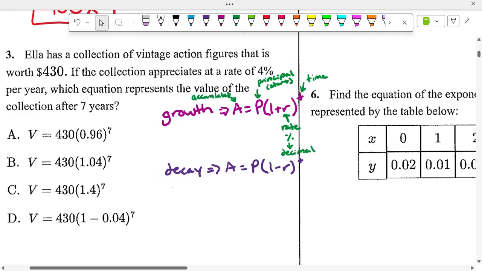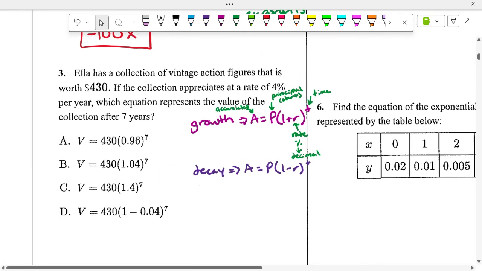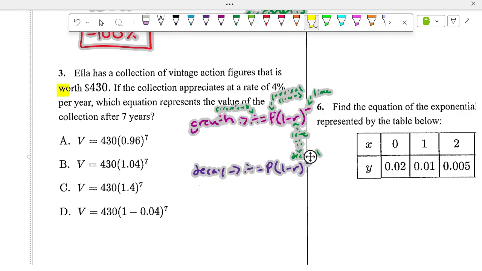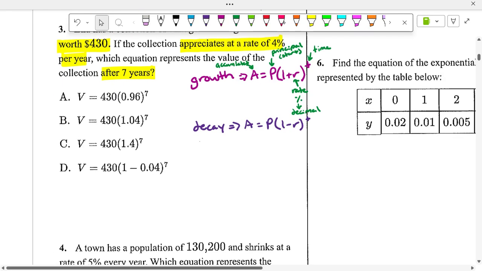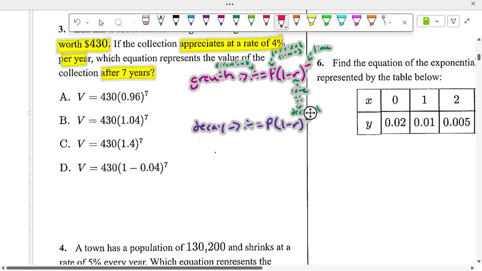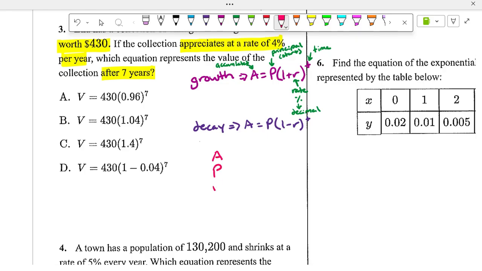So let's look at this first problem. We're just making the formula. So Ella has a collection of vintage action figures that are worth $430. The collection appreciates at a rate of 4% per year. Which equation represents the value of the collection after 7 years? So before we do anything, let's actually establish what all of my variables are. So A, P, R, and T.